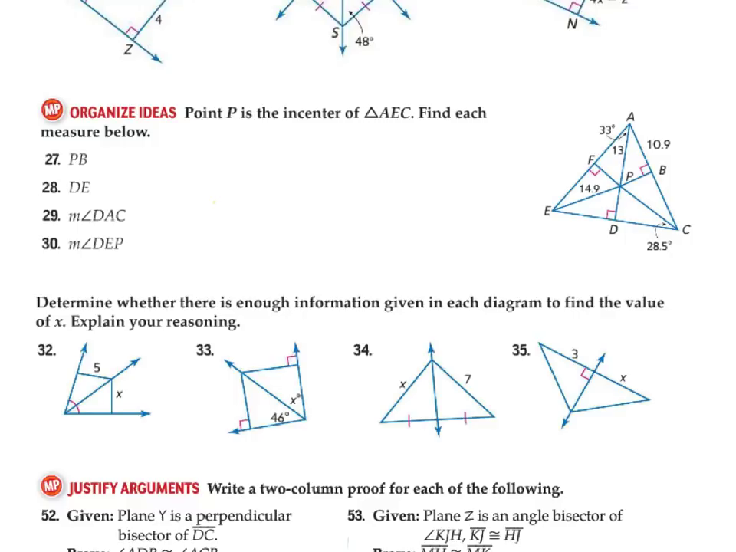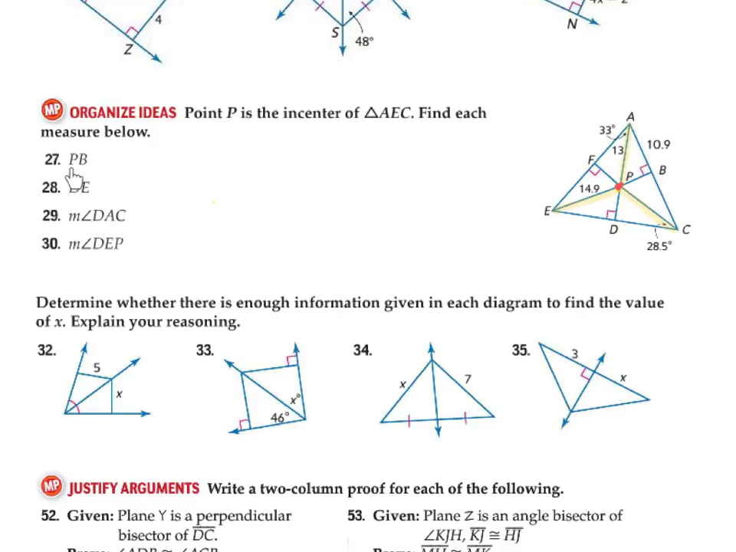Okay, then let me give you a little bit of help on this section where we're told that point P is the incenter of triangle AEC. So if point P is an incenter, remember the definition of an incenter, that means that point P is the point of concurrency of the 3 angle bisectors. So let me just highlight those. Okay, so for example, in number 29, when you're asked to find angle DAC, well, remember, if this yellow segment is an angle bisector, then if angle DAE is 33 degrees, angle DAC will also be 33 degrees.